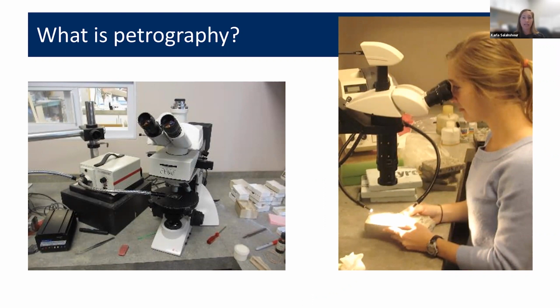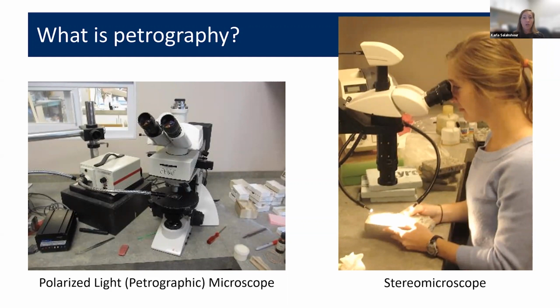Petrographers are commonly asked to characterize materials, identify distress mechanisms, predict future performance, and evaluate repairs. This work is done by preparing samples and examining them at higher magnifications, really through the use of two main microscopes. We have the polarized light or petrographic microscope shown on the left and a stereo microscope shown on the right. We use these microscopes to observe optical features of the samples, and then based on those observations, we interpret them in the context of the project.